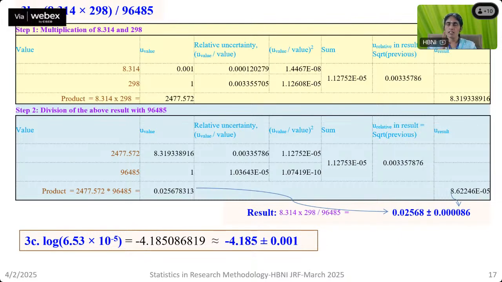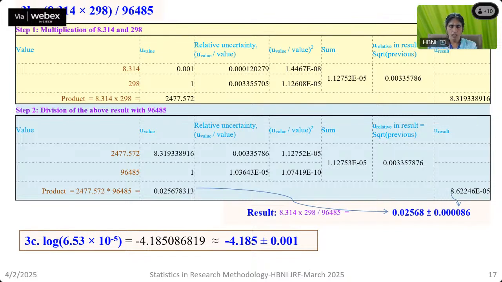Keep two significant figures in the standard deviation. Accordingly, the result is expressed here, and up to the place value of the first significant figure in the expression of the standard deviation, your mean value or your calculated value can also be expressed. Beyond that, it will be an overestimation of precision.